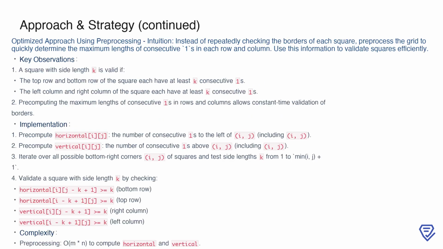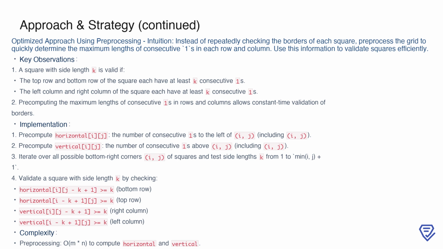To address the inefficiencies of the brute force approach, we can use an optimized strategy that leverages pre-processing. The key idea is to pre-process the grid to compute the lengths of consecutive ones in each row and column. This allows us to validate the borders of a square much more efficiently. Here's the insight: a square with side length k is valid if its top and bottom rows each have at least k consecutive ones, and its left and right columns also have at least k consecutive ones.